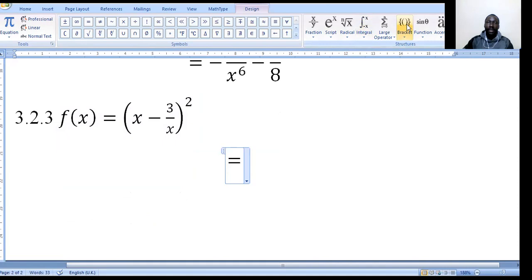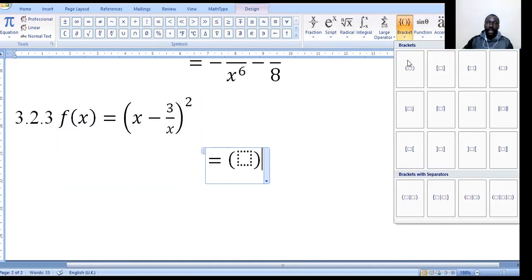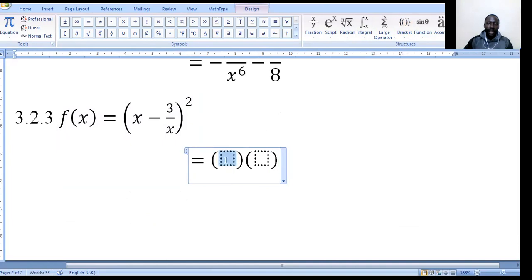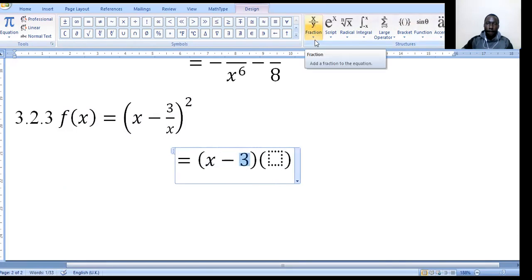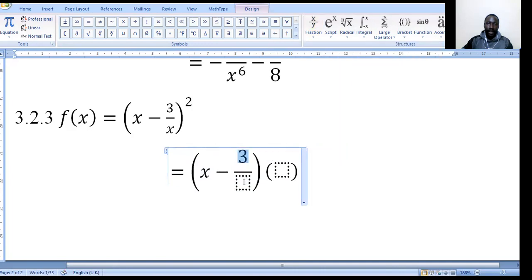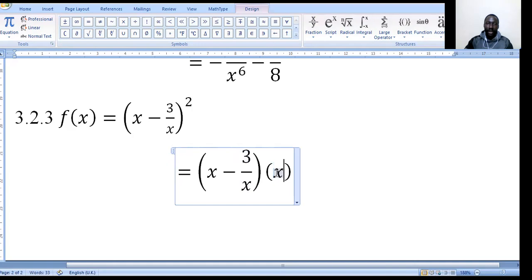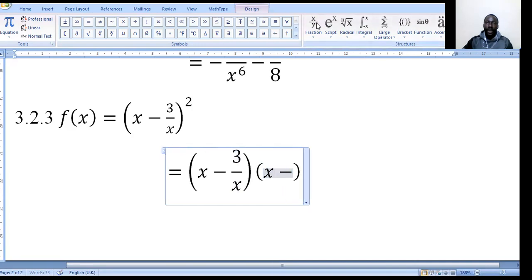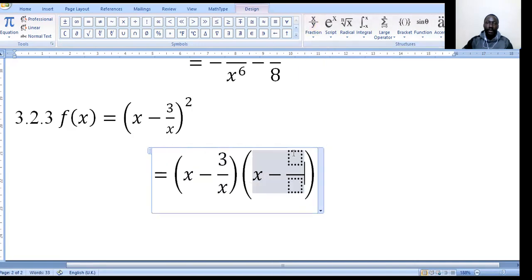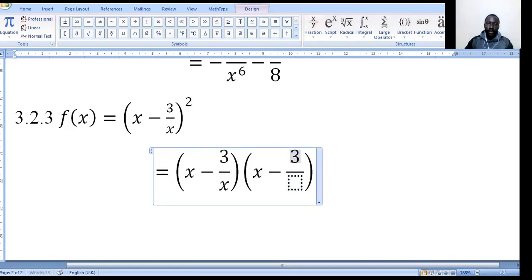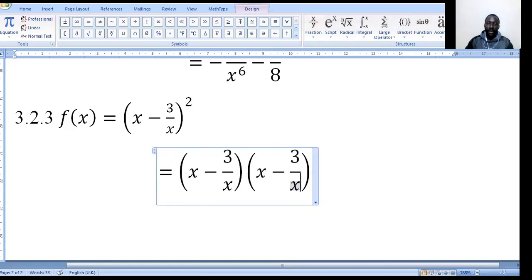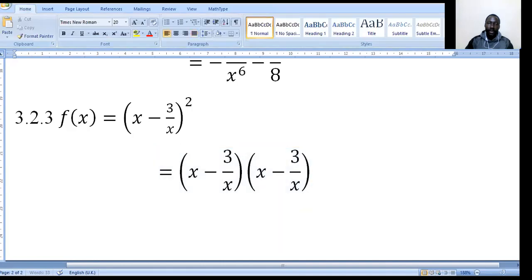The quantity times itself. So what I'm going to do, just to make it a little bit easy, is break it into two separate brackets: x minus 3 over x in one bracket, then again x minus 3 over x, so that you can see how this can be simplified. So we again have 3 over x right here. That's the meaning of square, okay? That's what we are dealing with.